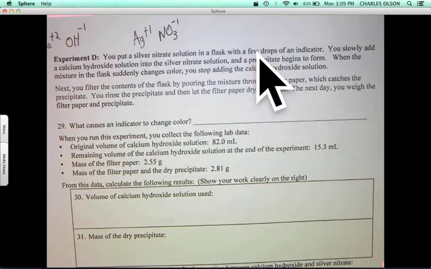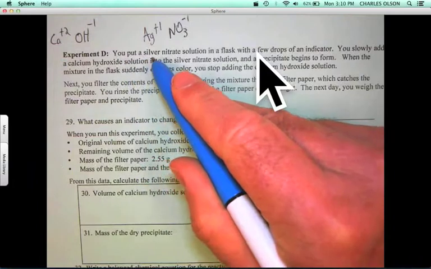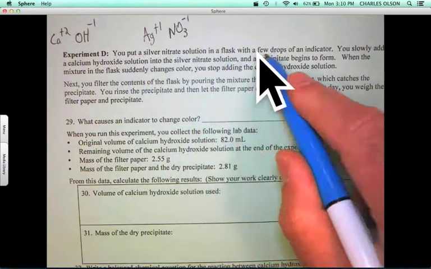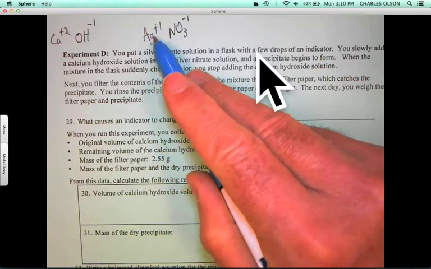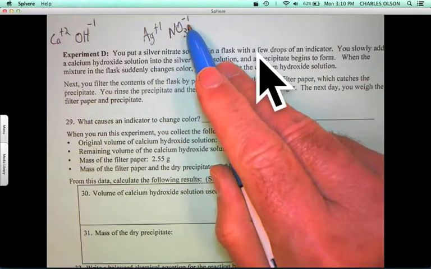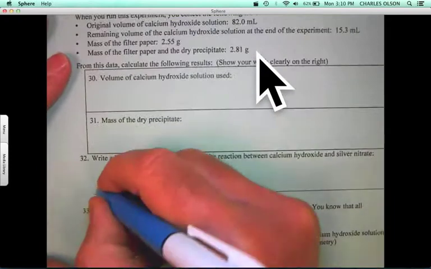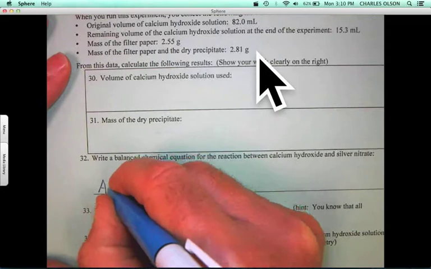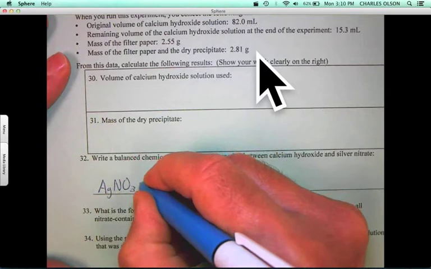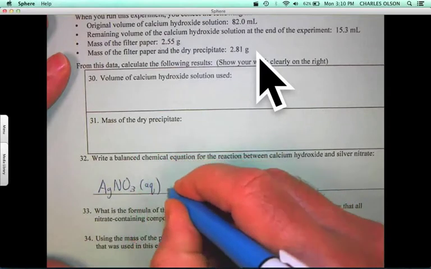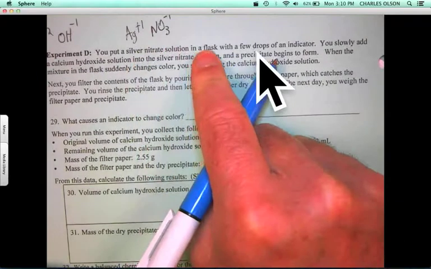Experiment D. You put a silver nitrate solution in a flask with a few drops of indicator. Silver is an unusual transition metal. It always has a +1 charge. Nitrate, NO3, has a -1 charge. We're going to write the balanced equation. So down here, 1 AgNO3, 1 to 1, it's a +1 and -1, and it is, of course, aqueous. And that's our first reactant: silver nitrate solution with a few drops of indicator.